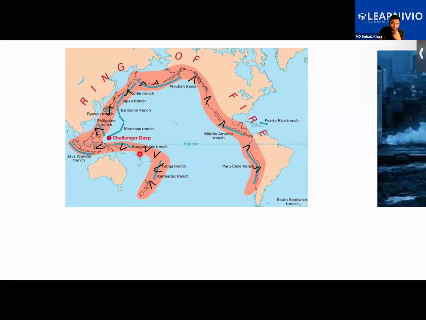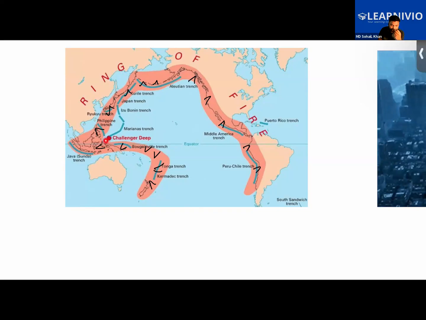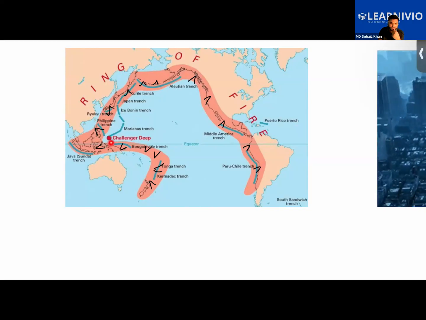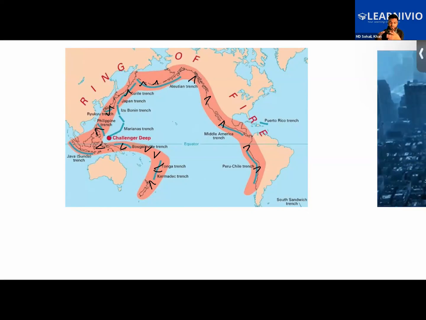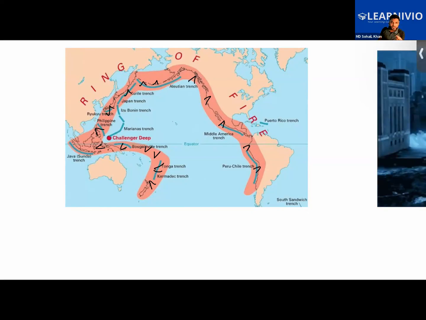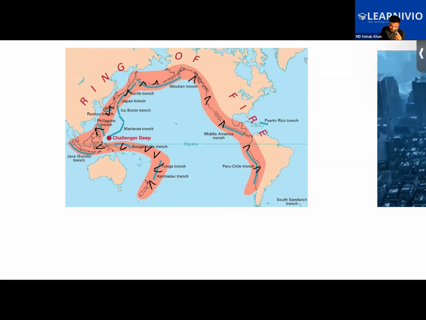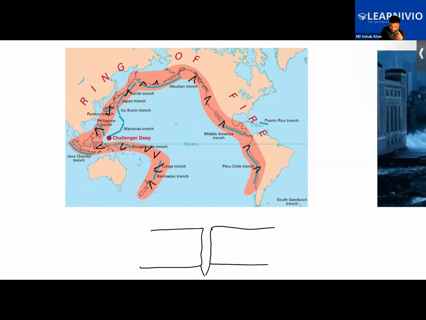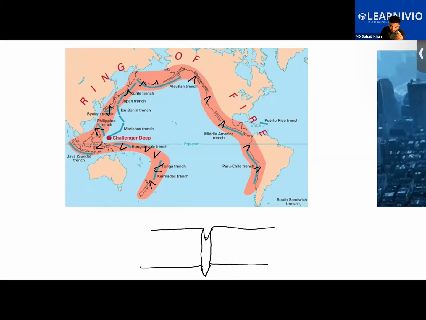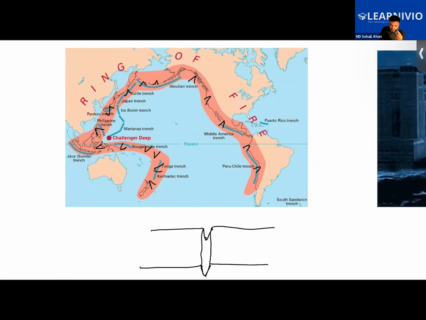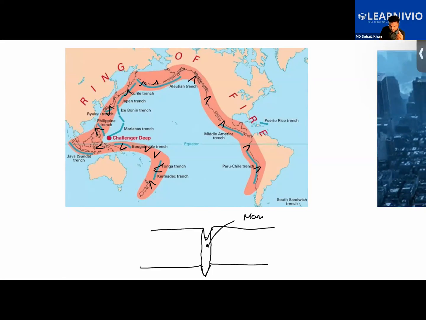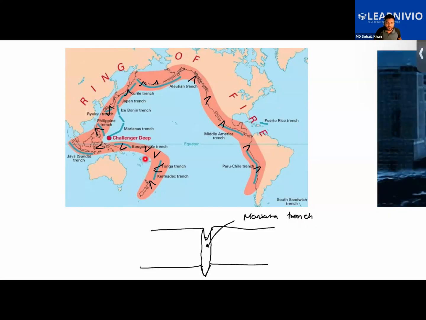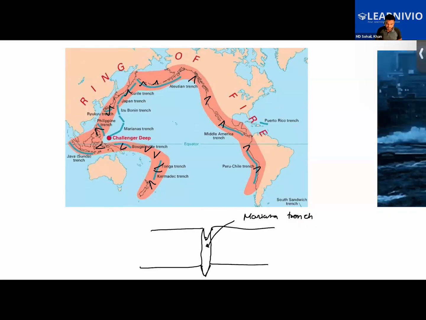Also in this same Ring of Fire, over here in this trench, you will find the Challenger Deep in the Mariana Trench. It's the deepest point on Earth. That is Challenger Deep, located in the Mariana Trench. A trench, by the way, is a geographical feature where the land is very shallow like that. Understanding, everyone? So that is the Mariana Trench, and in the Mariana Trench you have the Challenger Deep also, and that is the deepest spot on Earth.